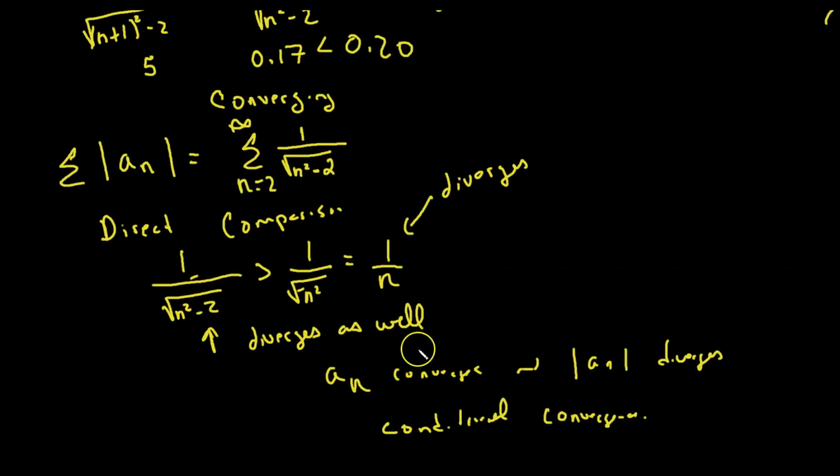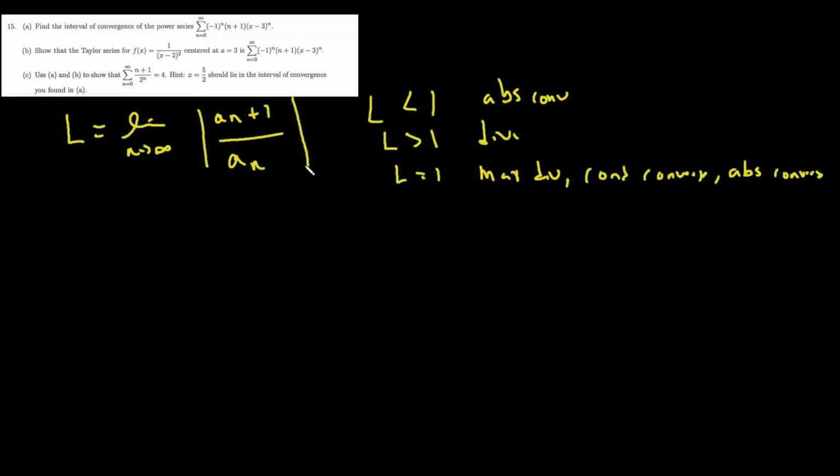Alright, let's move on to the last question. Alright guys, we're at the last part of the exam. The question here says to find the interval of convergence of the power series, summation n equals 0 to infinity, all that.